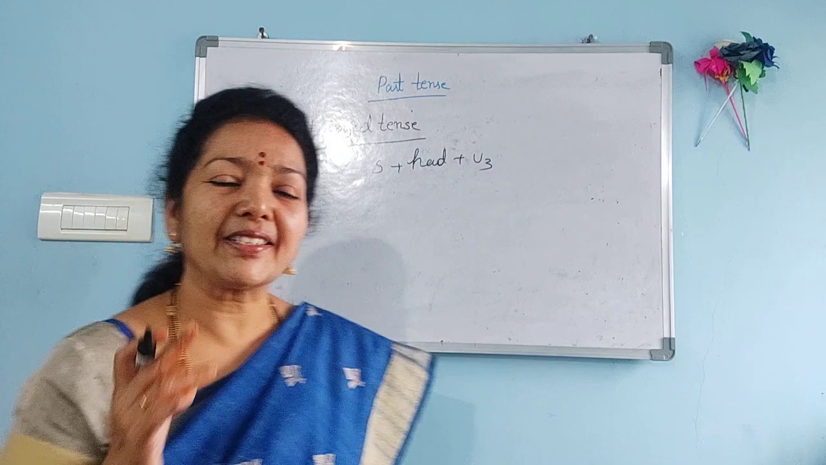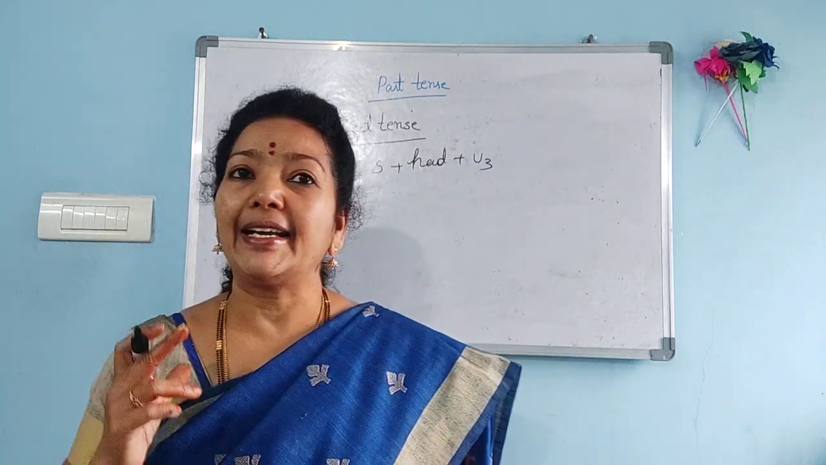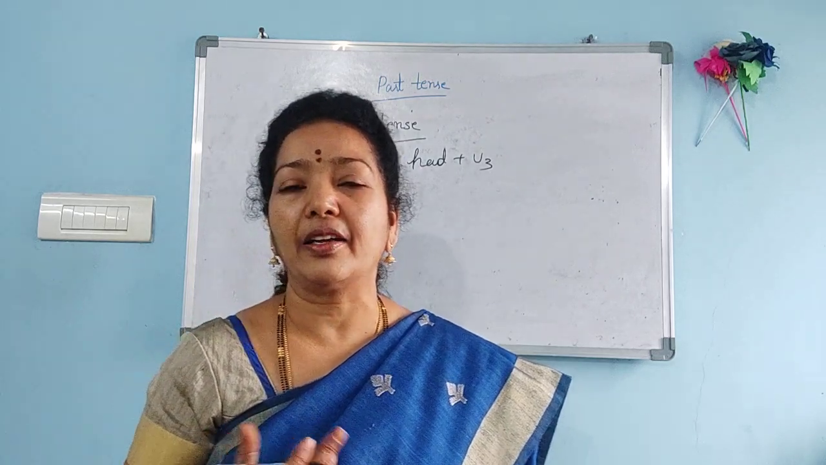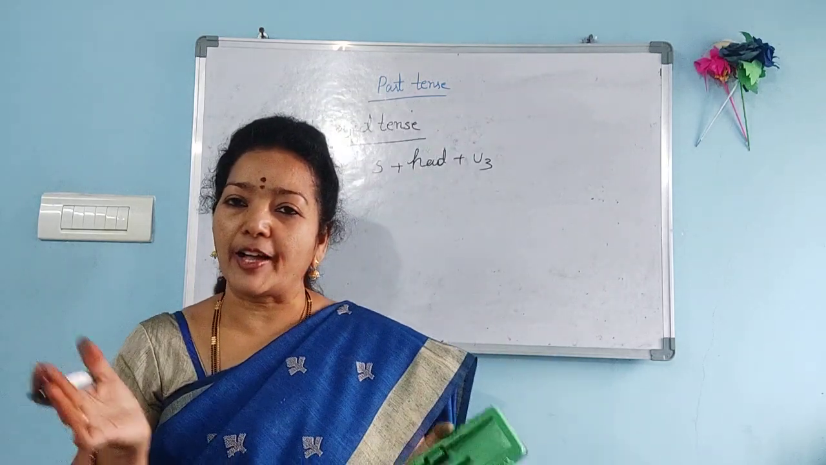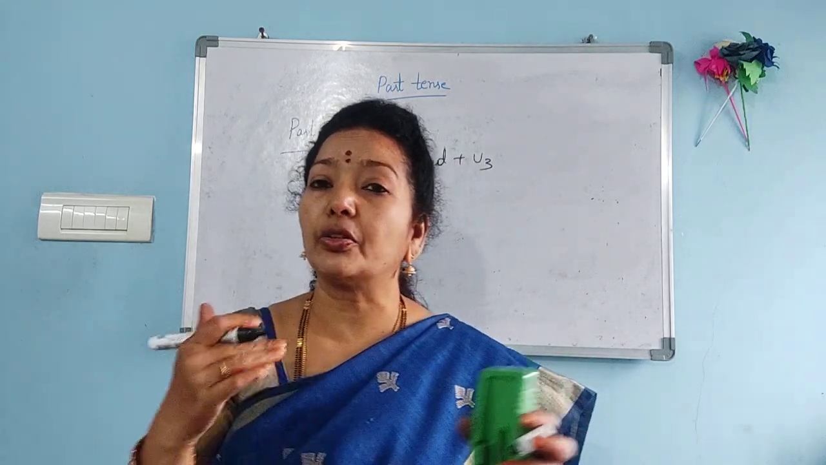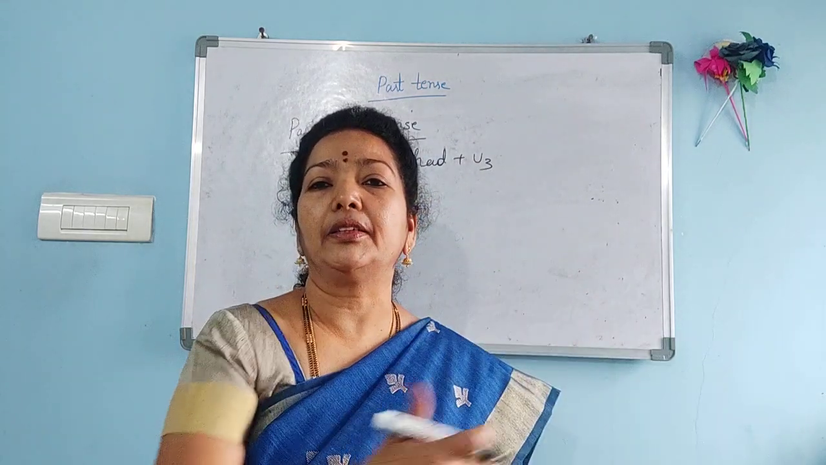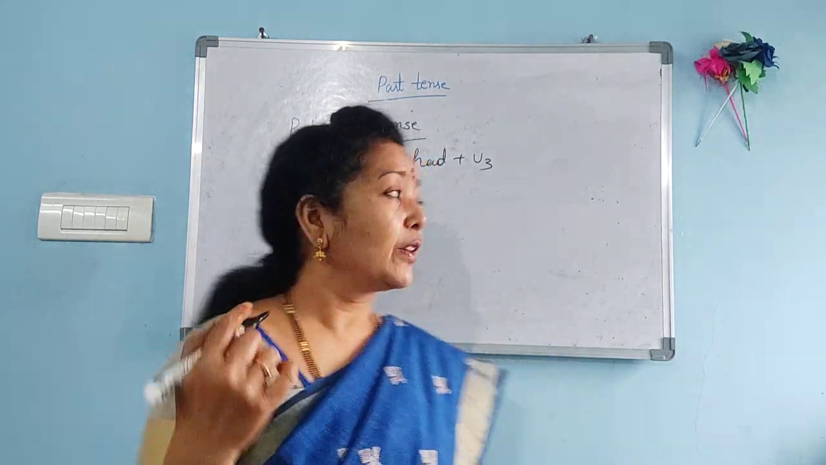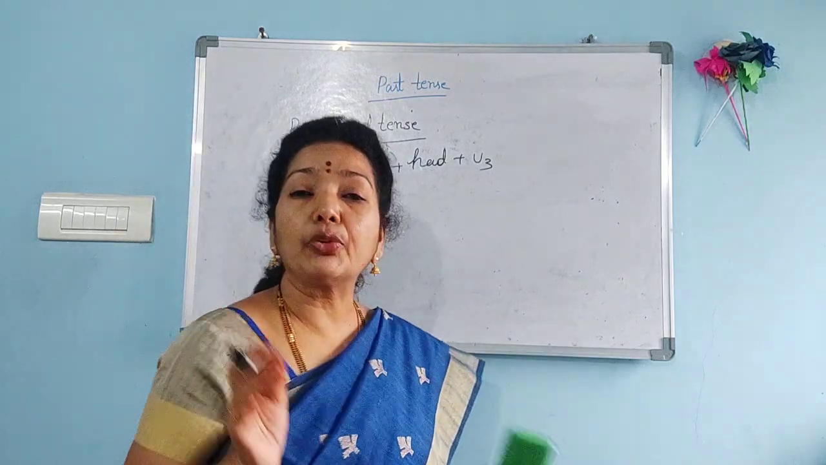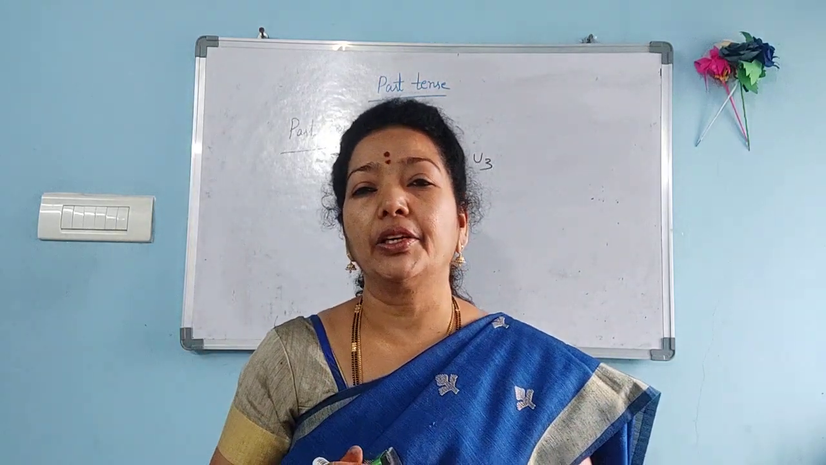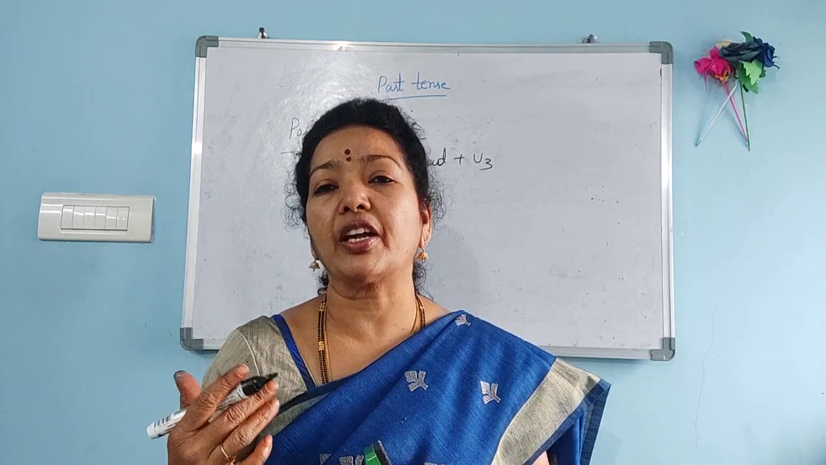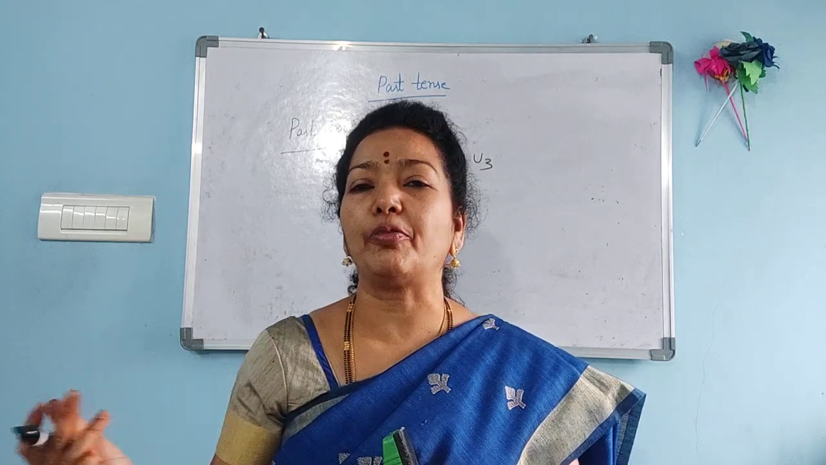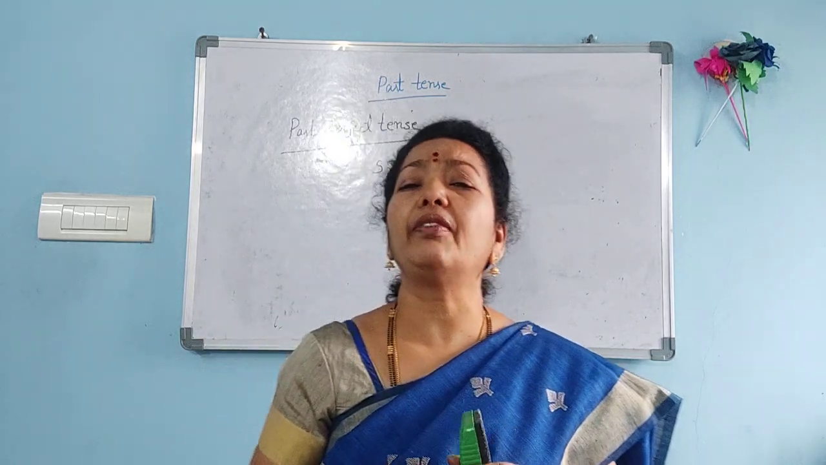This is a very special tense because it is called past of past action. Past of past action is called past perfect tense. For example, when two past actions happen in the past, the first action should be told in past perfect tense and the second action should be told in simple past tense. This is very important.